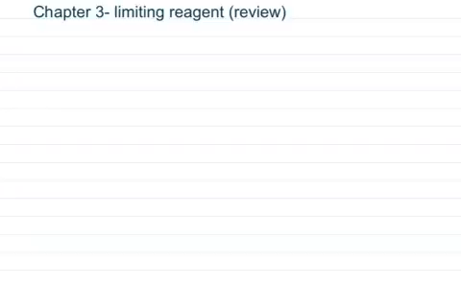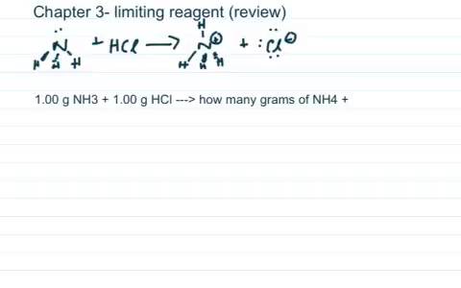So now we're going to go over Chapter 3, limiting reagents. And this is, again, a review because you learned this in Chem 200. So let's start with an example. So if I have ammonia plus hydrochloric acid makes ammonium plus a chloride ion, and I was given 1 gram of ammonia and 1 gram of hydrochloric acid, how many grams of ammonium will I have?